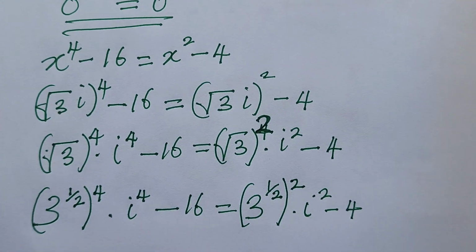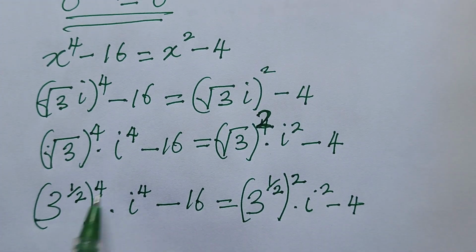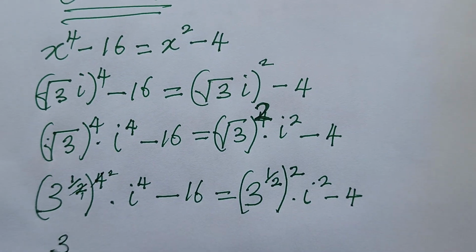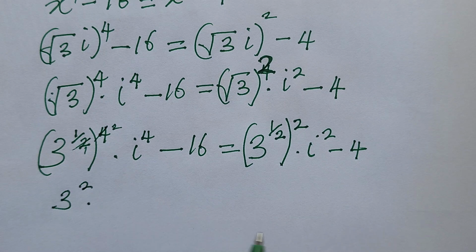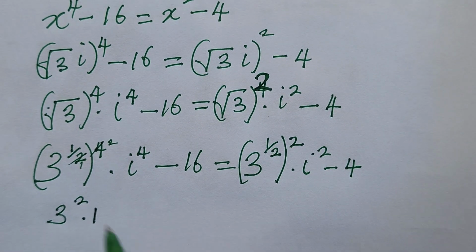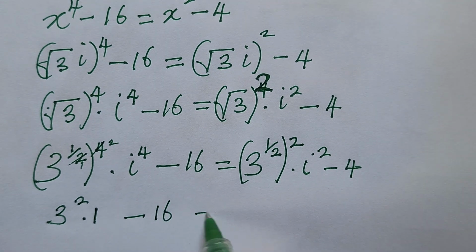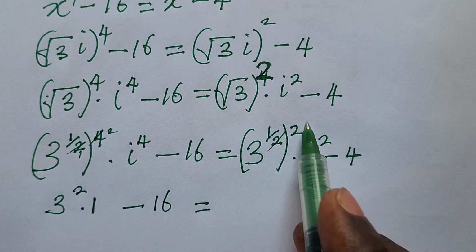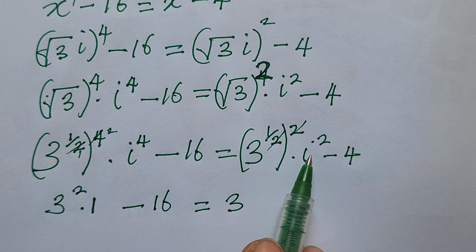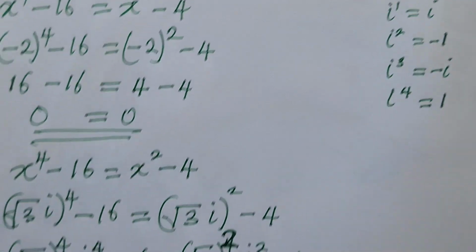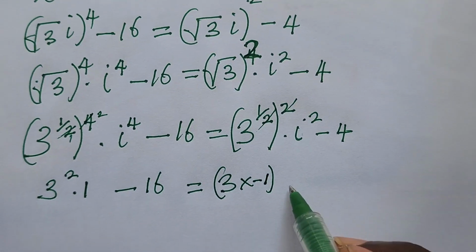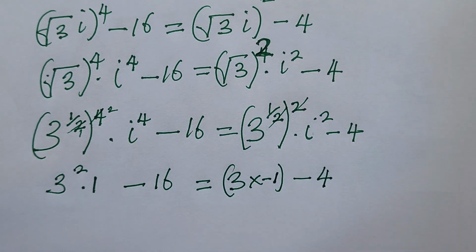So from here, let's look at this. This power will cancel out this. So 2 here, 1, 2 here, we have 2. So we are left with 3 to the power of 2 times i to the power of 4, which we've established is 1. So we have times 1, then minus 16 equal to here. This will go with this. So we're going to have here 3, then this is minus 1. Look at it here, we have it to be minus 1. So this will now be times minus 1. Let's put this in bracket, then minus our 4, right?